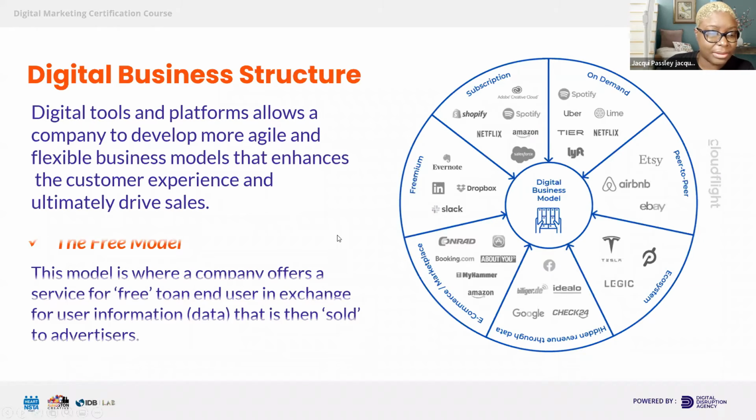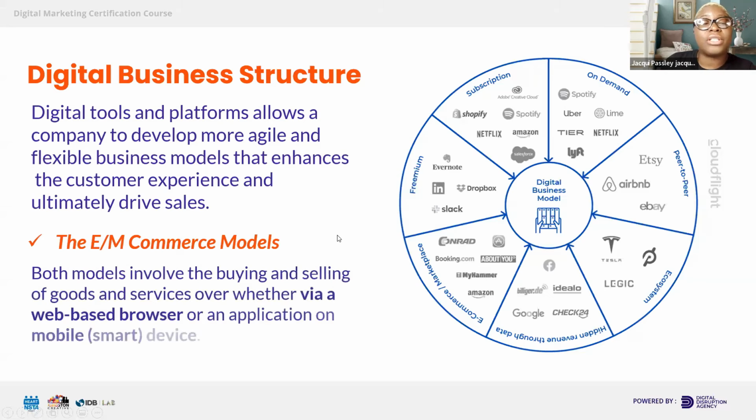Let's look at another model. The e-commerce and mobile commerce models. Both models involve the buying and selling of goods and services, whether via a web-based browser or an application on a mobile or smart device, right? Now, when we say mobile, guys, we don't just mean a phone. It can be a tablet, a watch, any handheld smart device, even Alexa. What do you call those? The in-home devices that you can use to control your home, like Alexa, or what is the one from Amazon?